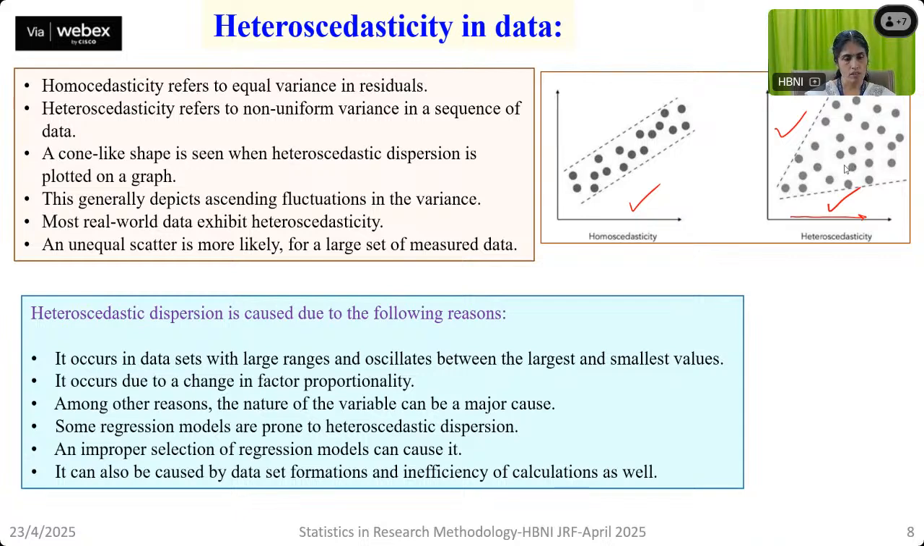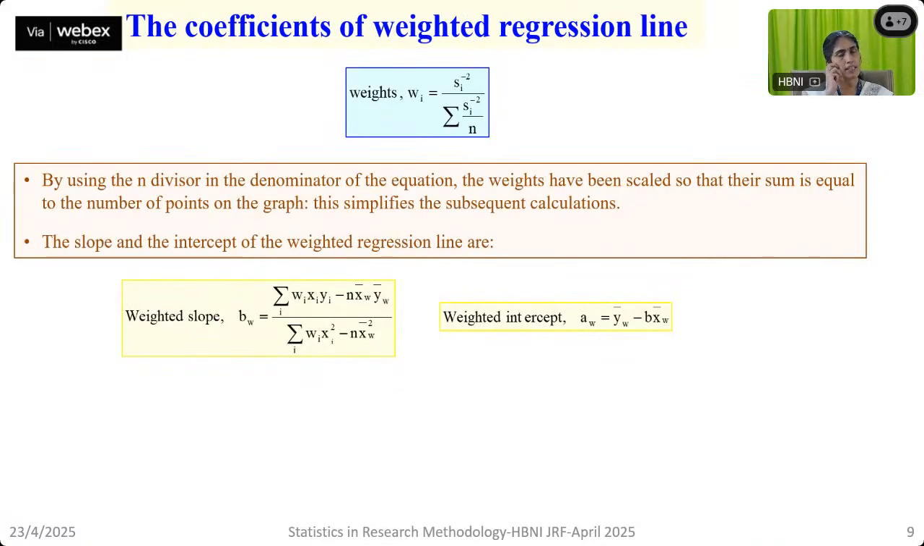It can also be caused by dataset formation and inefficiency of the calculations as well. And in the weighted regression calculations, as I discussed earlier also, the weights are calculated as shown over here. And calibration parameters, namely the slope and intercept, can also be calculated. Here the input parameter called the weight of each of the calibration functions, like x is the input variable, y is the output variable. x and y also get modified accordingly during the calculation of the slope and intercept.